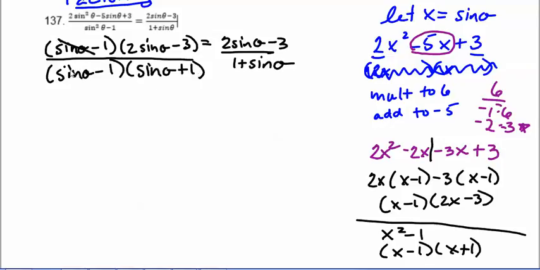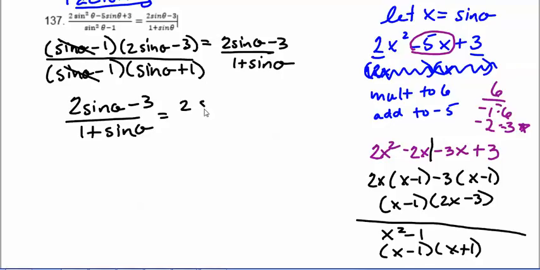So these two will cancel, and it looks almost the same, but in your last step you want to make it look exactly the same. So you have 2 sine theta minus 3 over 1 plus sine theta.